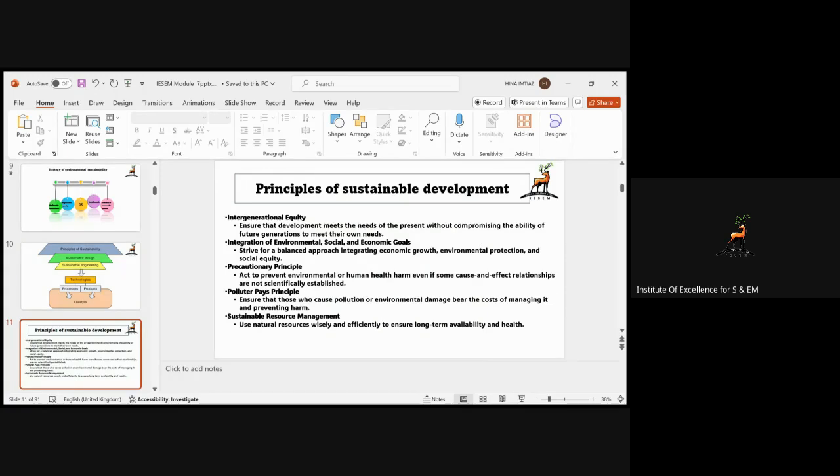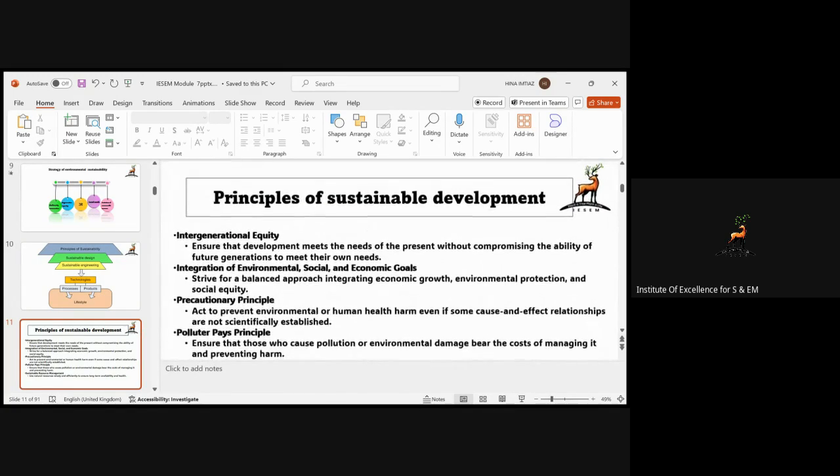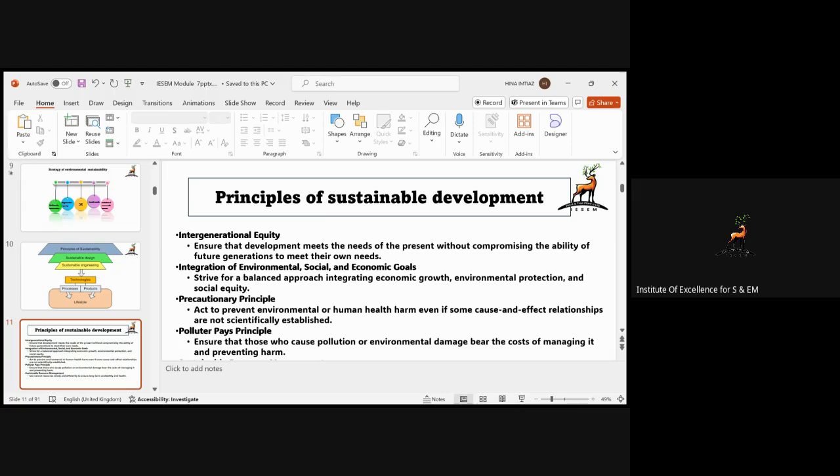So here I'm going to discuss the principles of sustainability one by one. First of all, intergenerational equity, because the purpose of this principle is that we have to ensure equality among all the generations, those living their life in the present and our upcoming generations. So we have to ensure that development meets the needs of the present without compromising the ability of future generations to meet their own needs.